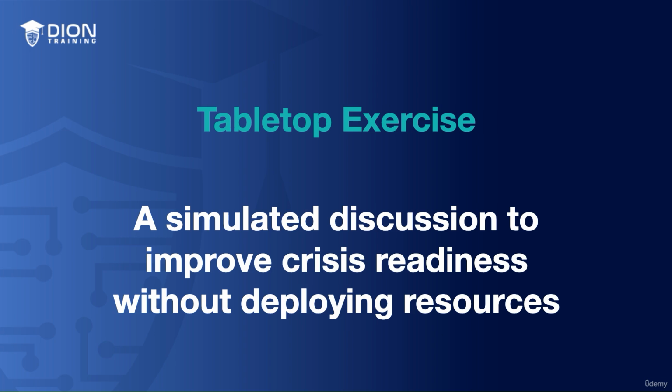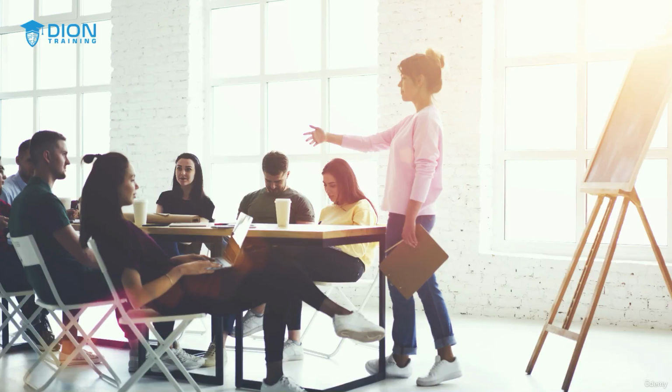So, what does a tabletop event look like? Well, it's kind of like storytelling with a twist. Imagine that you're sitting around a table with a bunch of other key stakeholders in your organization, and each of you is handed a basic script. Then, a facilitator walks into the room and declares that something bad just happened.